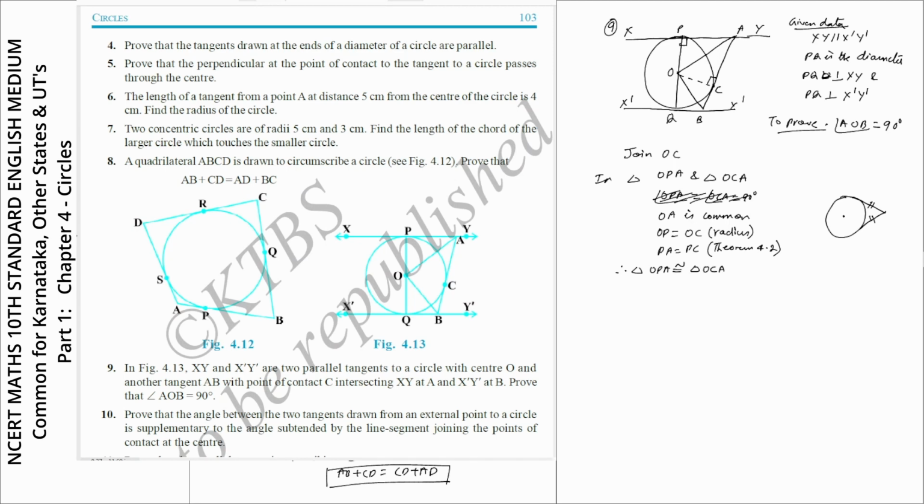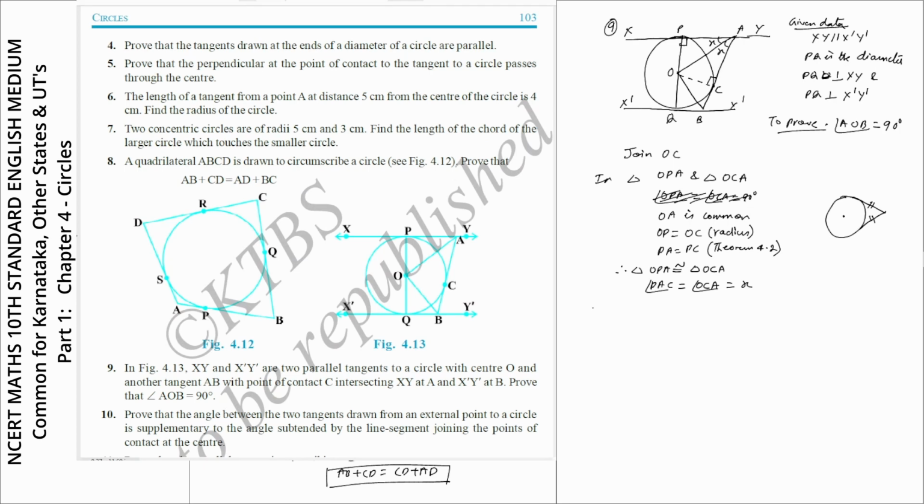So if the triangles are congruent, then the corresponding angles will be equal. So now angle PAO will be equal to angle OAC. These are corresponding angles. So I'll say let this be equal to x. So I'll write here, this is x degrees, this is also x degrees.